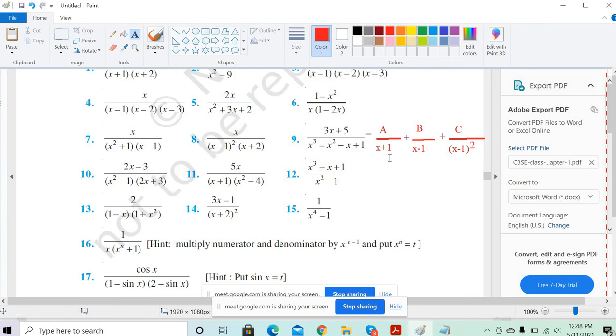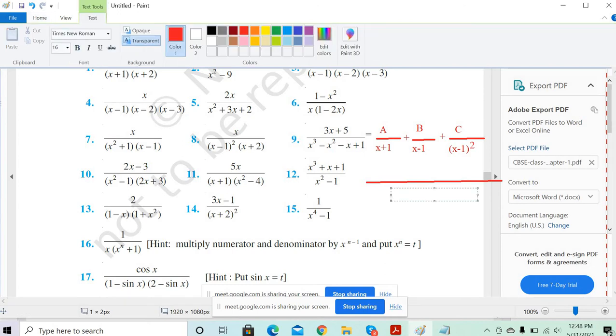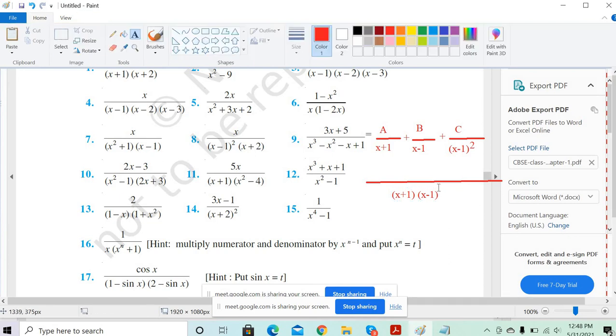Now what we'll do, we'll just take the LCM of this part, right? What is the LCM basically for this? X minus 1 whole square plus 1 into X minus 1, X minus 1 into X minus 1 whole square. That's it.